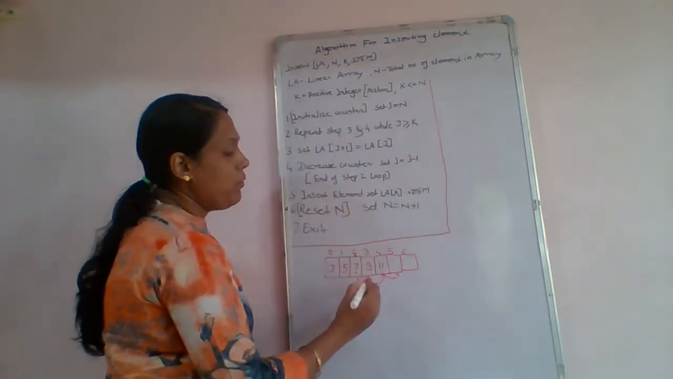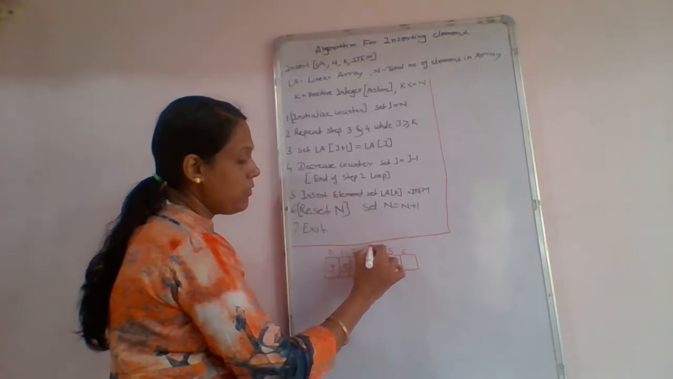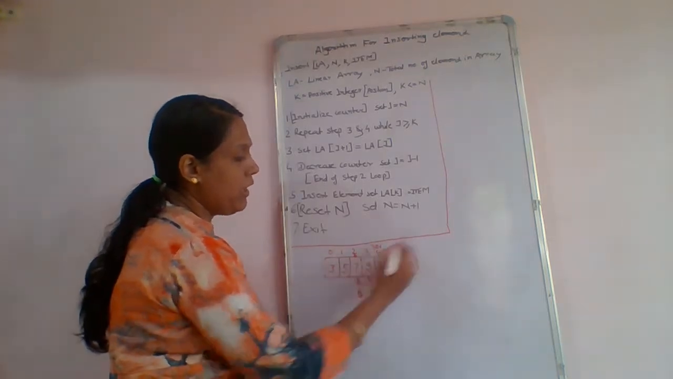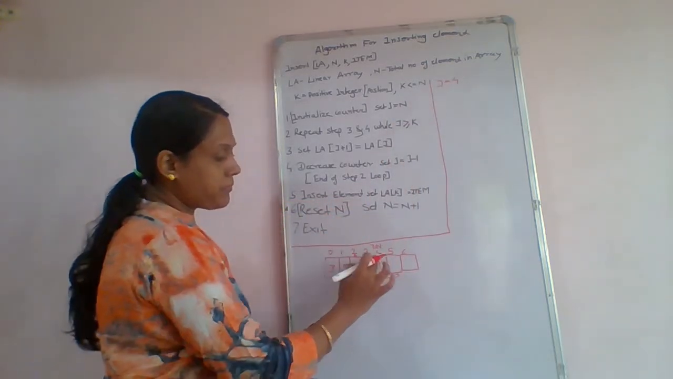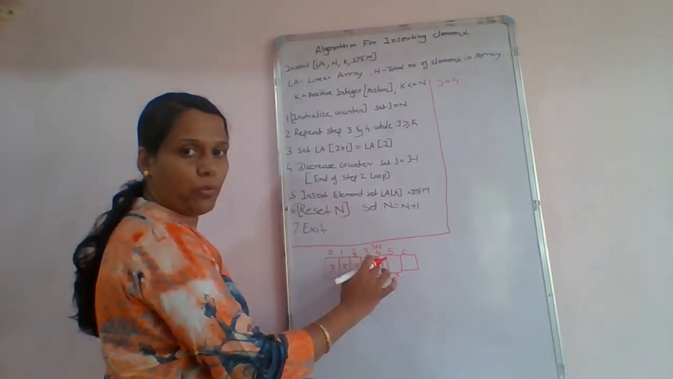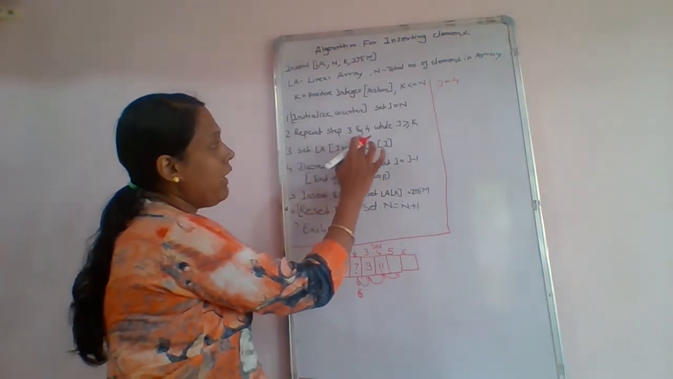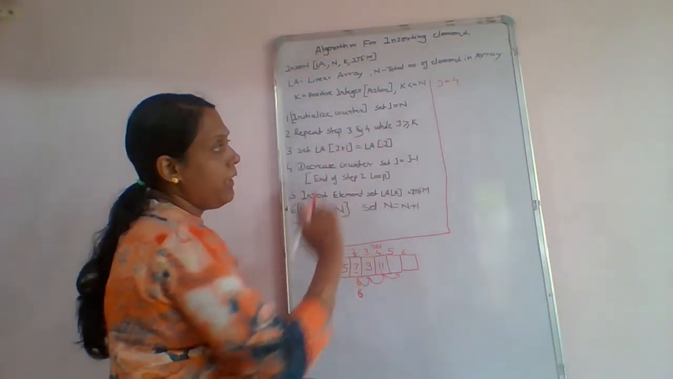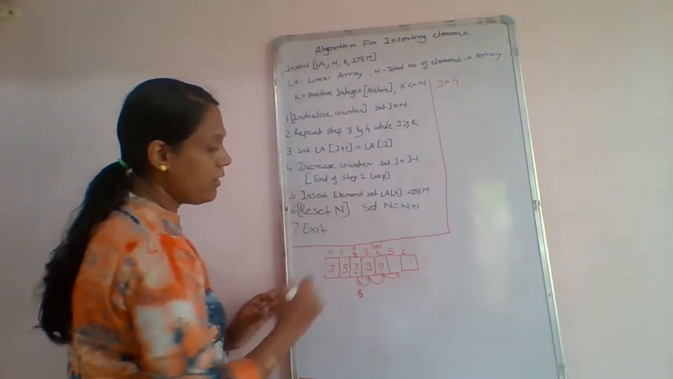Okay, now what is our first step? Set J equals to N. So what is N? And this is also J equals to N. So now our J is equal to 4. Index value is 4. Now what is the second step? Repeat steps 3 and 4 while J is greater than or equal to K. What is our K? This is our K.